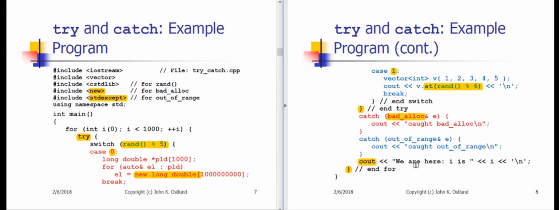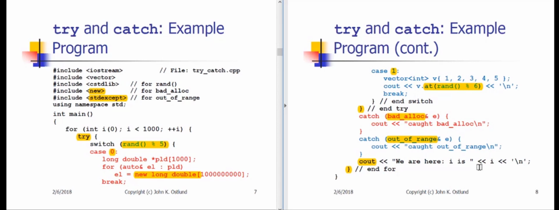Then we'll come down below the catch blocks and we'll say we are here, i is whatever it is, and we'll go back up to the next iteration of the loop. Now, unfortunately, approximately 1 time out of 6, we're going to end up here with an index of 5, and of course an index of 5 is out of range, and that's going to throw an out of range error. We'll find ourselves in this catch block, and we'll display the message caught out of range. Because we have this catch block, the program does not crash. We say we are here, i is whatever it is, and we go back to the for loop.